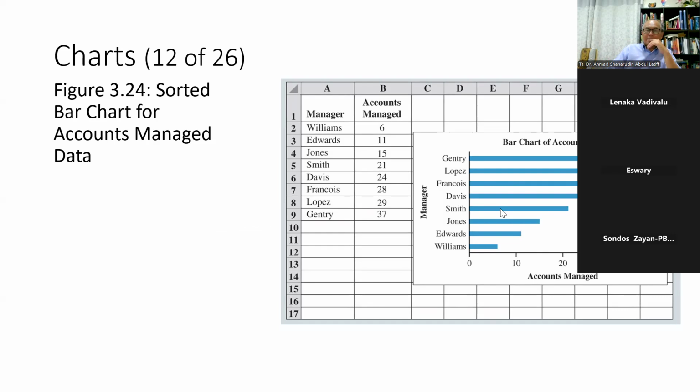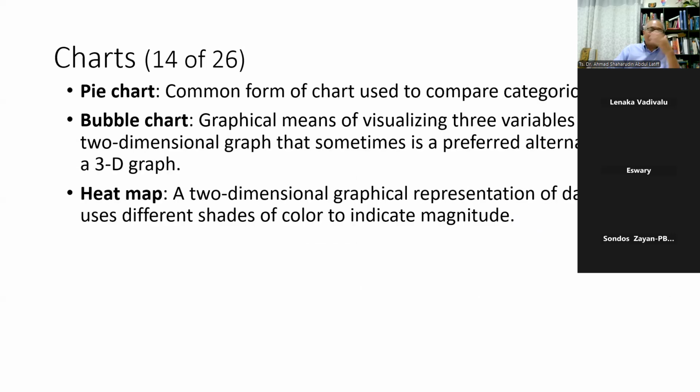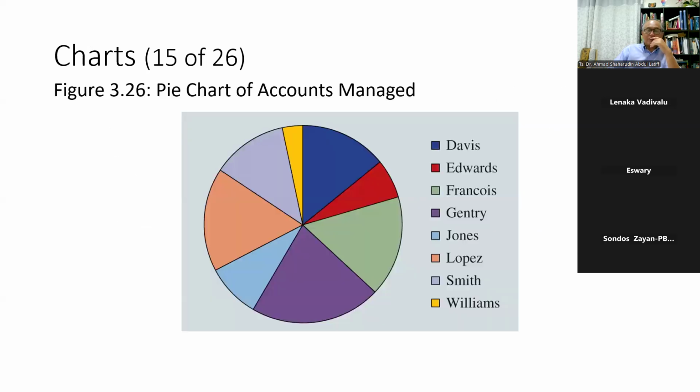You can sort the bar chart, and then you can also add labels to put the number there. Besides that, you can also have pie chart, bubble chart, heat map. When there are three variables, instead of a pie chart, you can move to a bubble chart. And then you can also use heat map. Heat map is two-dimensional.